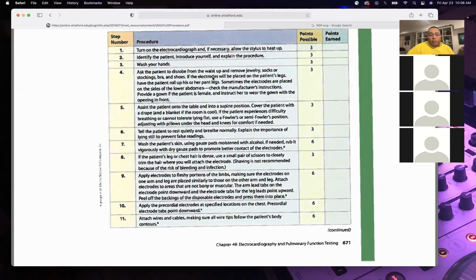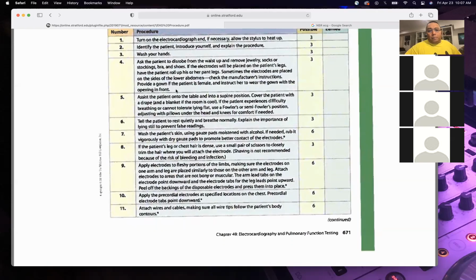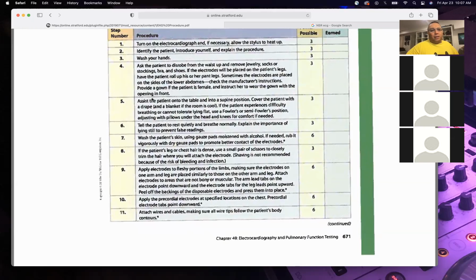We ask the patient to disrobe only from the waist up. We remove any jewelry or socks. Now, for the bra, I just ask them to unlatch it in the back, and we can keep their modesty and keep it loose. They don't have to take it entirely off, especially in an outpatient setting. And then give them the drape or the gown, and turn your back. Just these basic things.